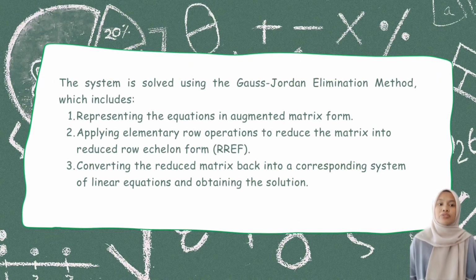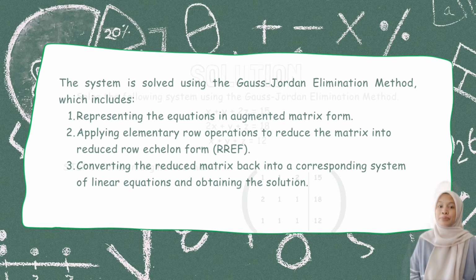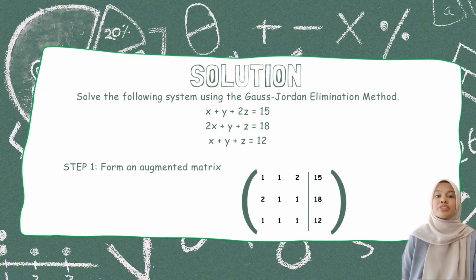The system is solved using the Gauss-Jordan elimination method. First, the equations are written in augmented matrix form. Next, elementary row operations are performed to obtain the reduced row echelon form. Finally, the reduced matrix is converted back into a system of linear equations to determine the solution. Next, we solve the given system using the Gauss-Jordan elimination method.